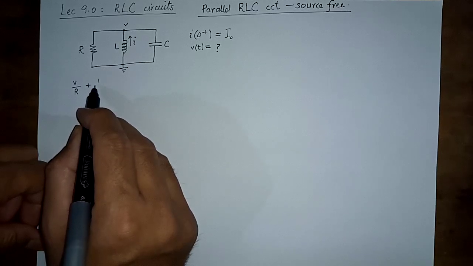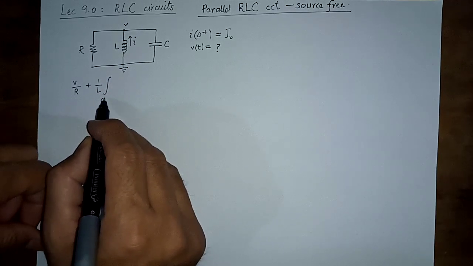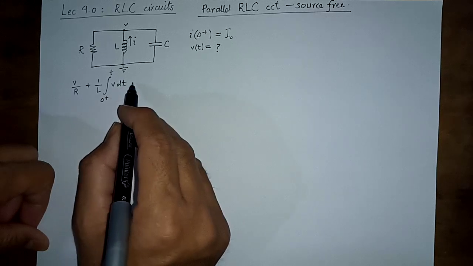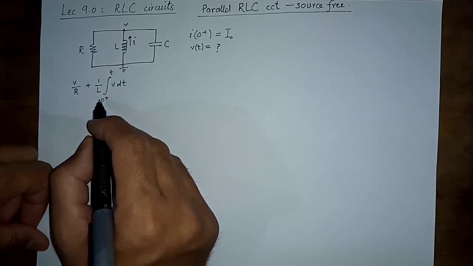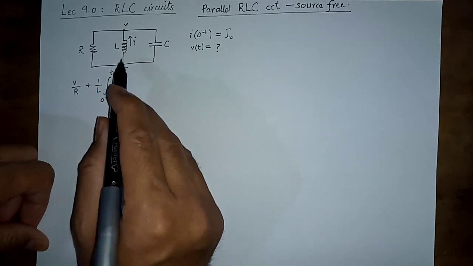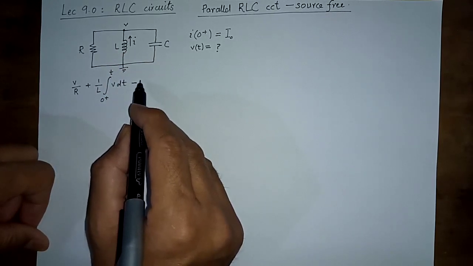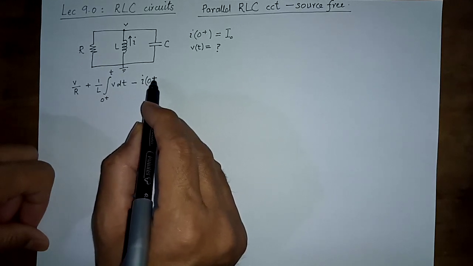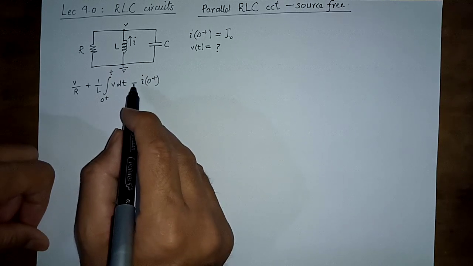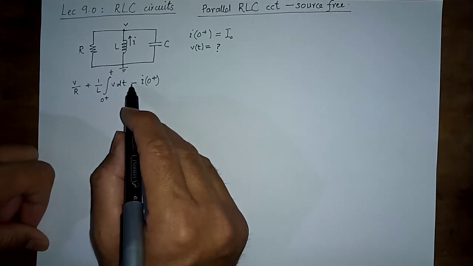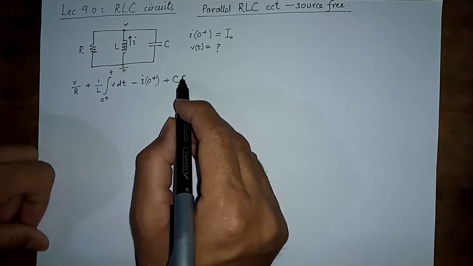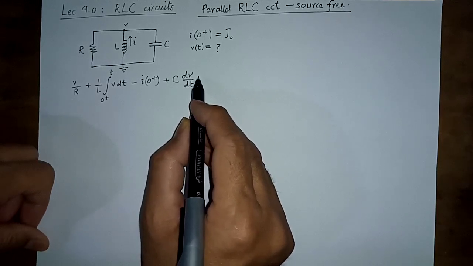1 over L, integral from 0 plus to t of V dt, plus the current at this point. But if we want to mark this current in this direction, that would be opposite from the direction of this current. We are going to put a negative sign here, minus I0 plus. In the downward direction it would have been positive current, but we know that I naught is flowing in the reverse direction, so it is minus I naught, plus the current through the capacitor, that is C dV/dt, is equal to 0.